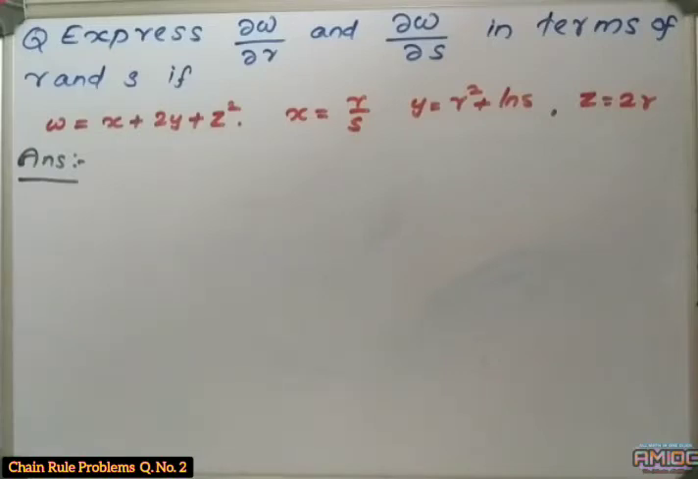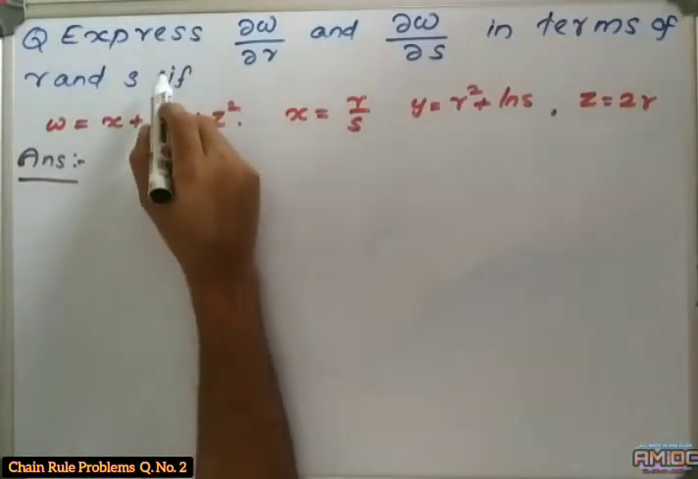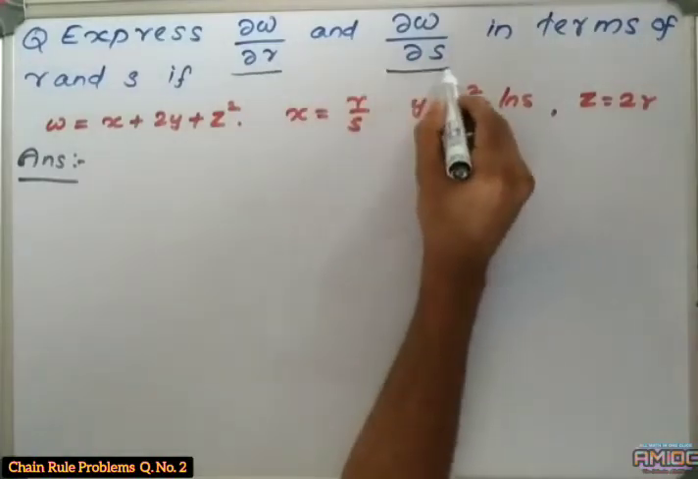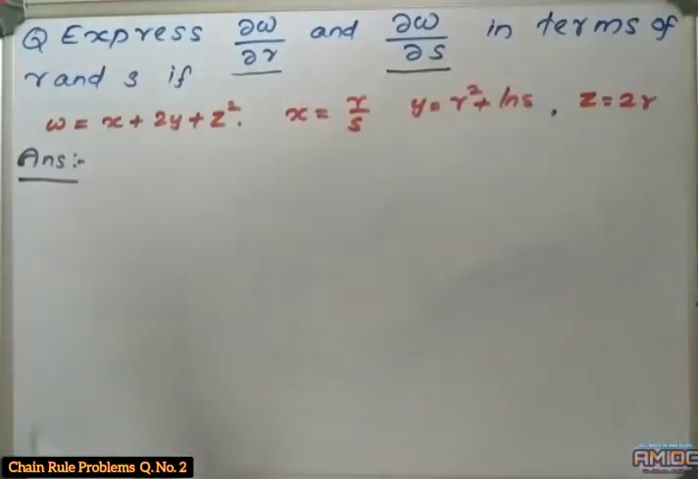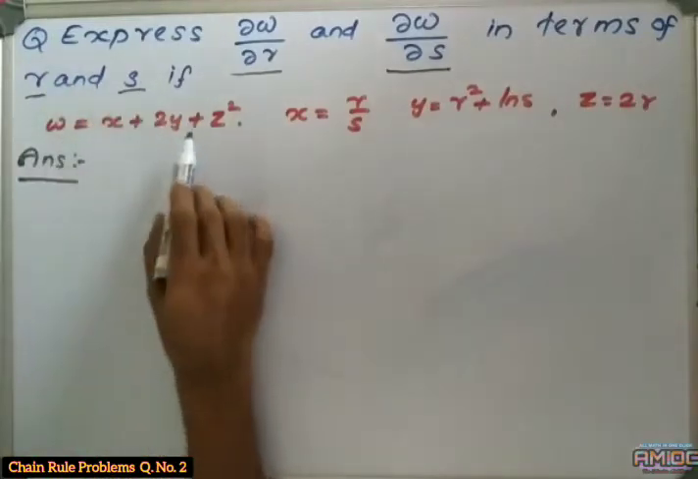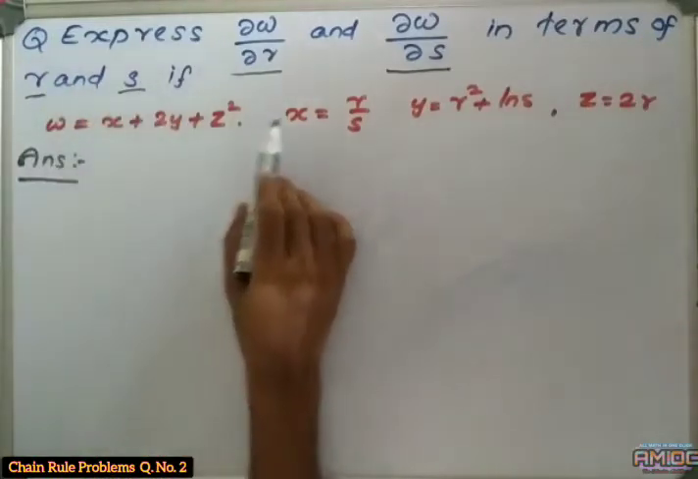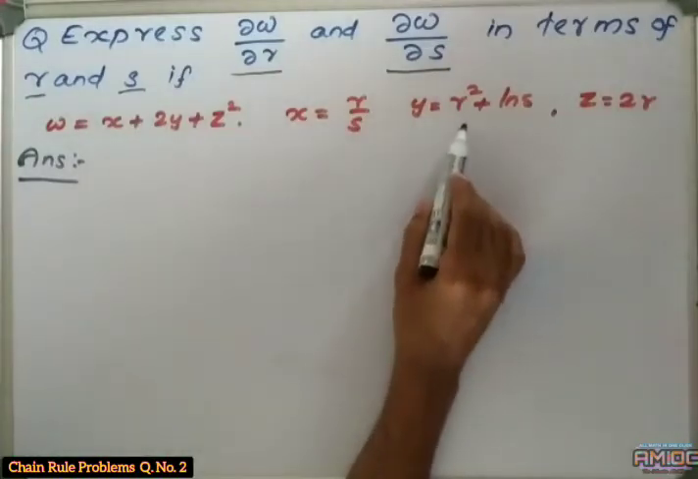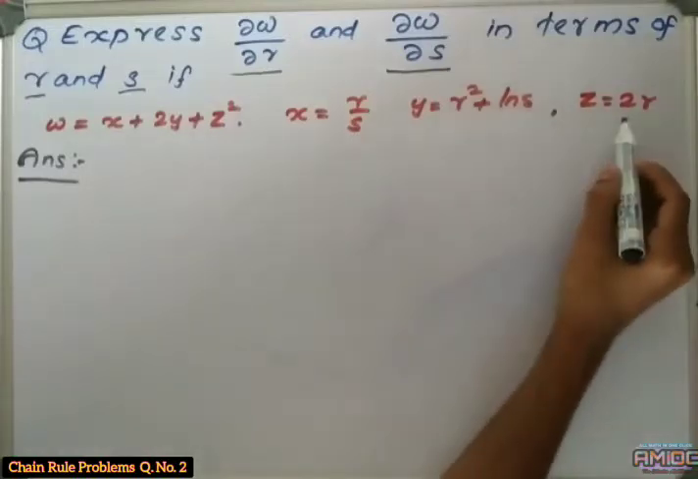Today we are discussing a question from the section chain rule for functions of several variables. Here we are given the question: express ∂w/∂r and ∂w/∂s in terms of r and s, where w is given by x + 2y + z², and x is given by r/s, y is given by r² + ln(s), and z is given by 2r.